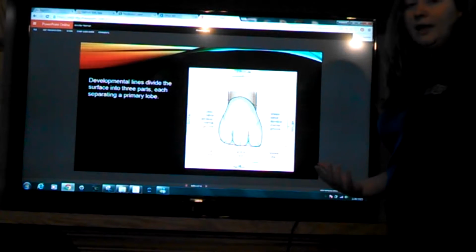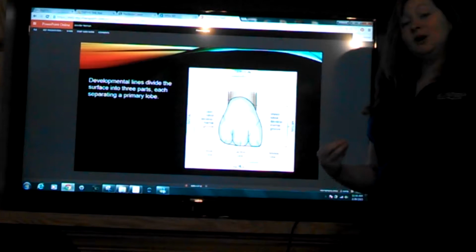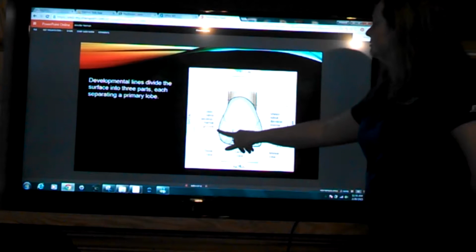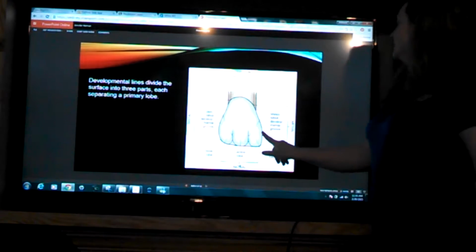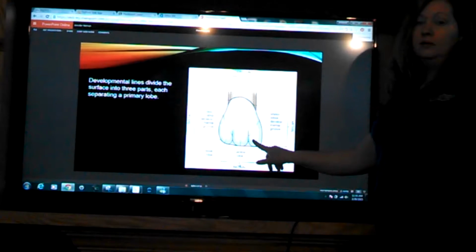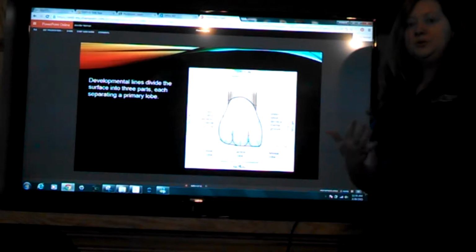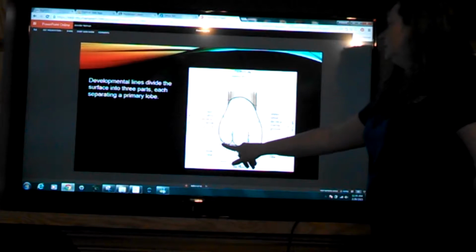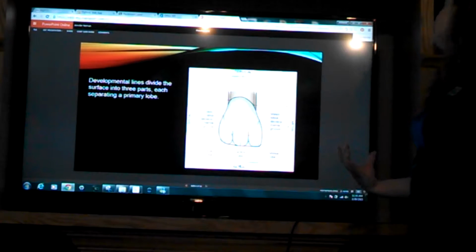If we remember back to the last slide, the mesial side of the tooth is going to be the more pointed or angled side. So here it's more pointed, and here it's more rounded. That tells me that this is the mesial side of the tooth. So this shows me the mesial lobe of this tooth. Next we have the central lobe, the middle of the tooth. And then we have the distal lobe here, which I can tell by the rounded portion of this tooth.